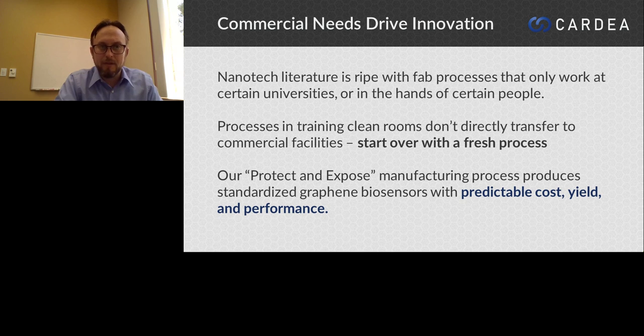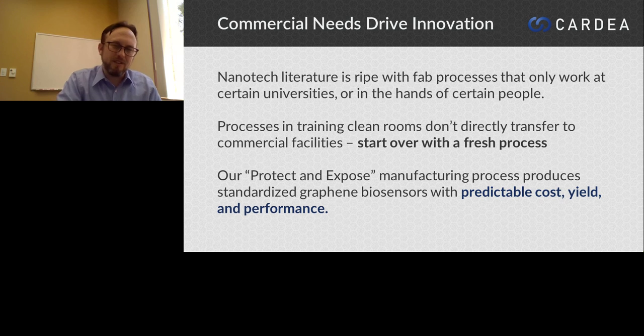So before we finish up, a little bit on how we were able to do this. If you go back to what I was saying about the nanotechnology, the different boom and bust cycles and where we were stuck 10 years ago, it was about not being able to move the devices out of the nanotechnology labs. And there's a lot in the nanotechnology literature about different ways of making devices.